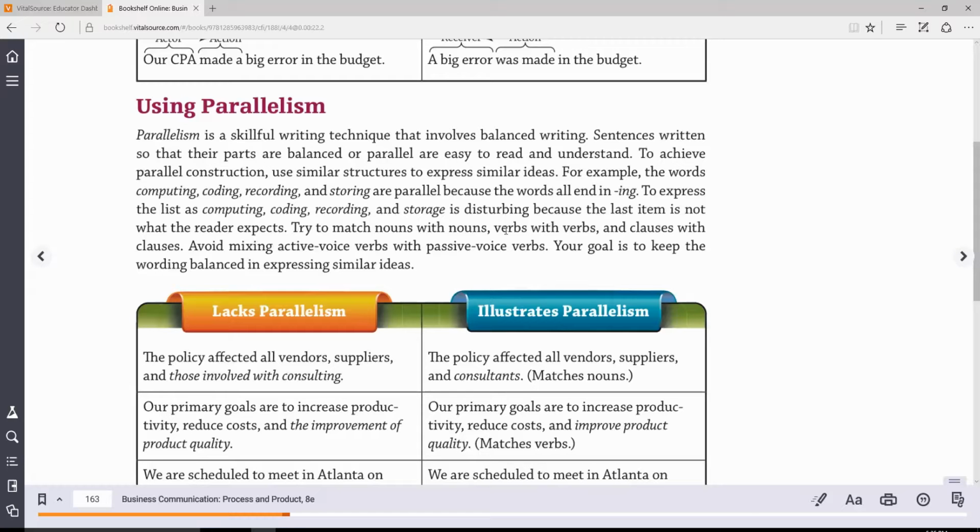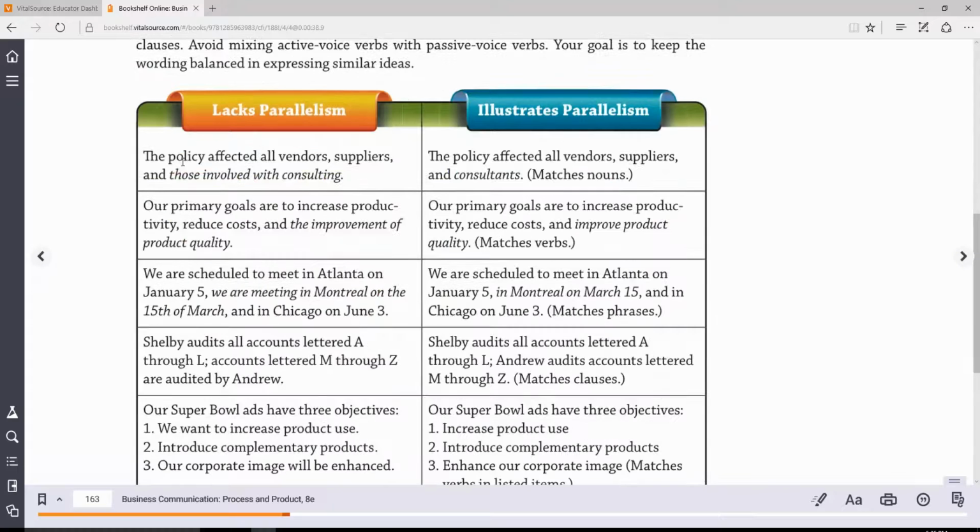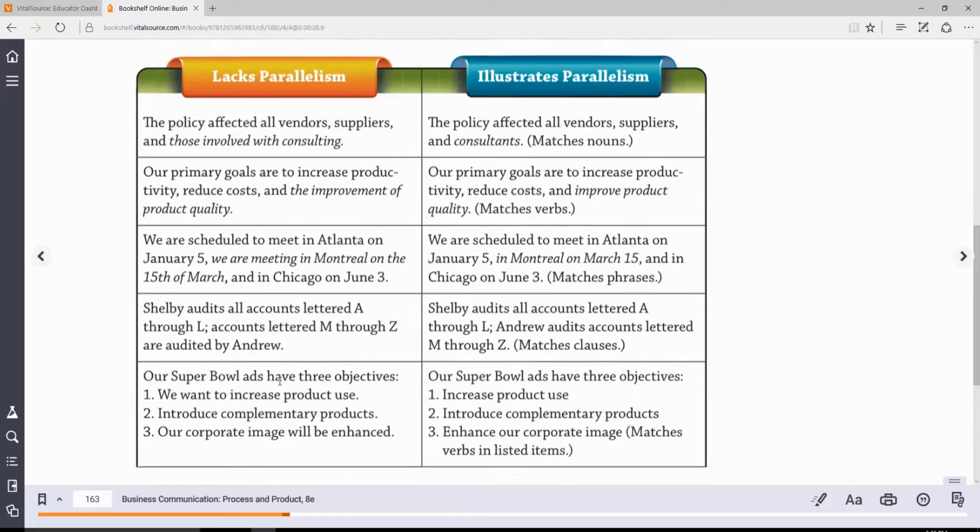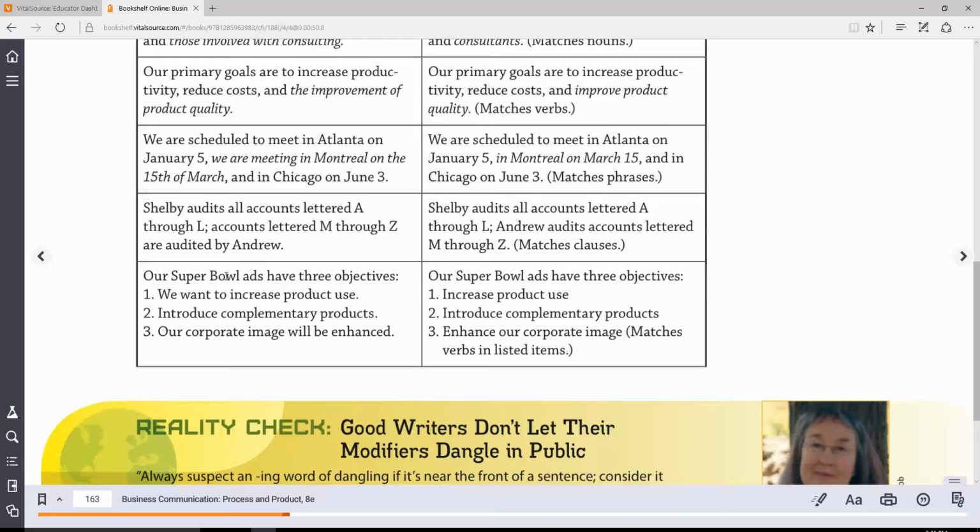Try to match nouns with nouns, verbs with verbs. The policy affected all vendors, suppliers, and those involved with consulting. So here's the ING, and there's nothing else. Better: the policy affected all vendors, suppliers, and consultants. Super Bowl ads have 3 objectives. We want to increase product use, introduce complementary products, and our corporate image will be enhanced. Better: our Super Bowl ads have 3 objectives: increase product use, introduce complementary products, enhance our corporate image. So: increase, introduce, enhance.